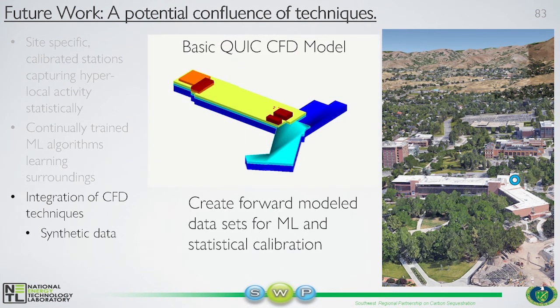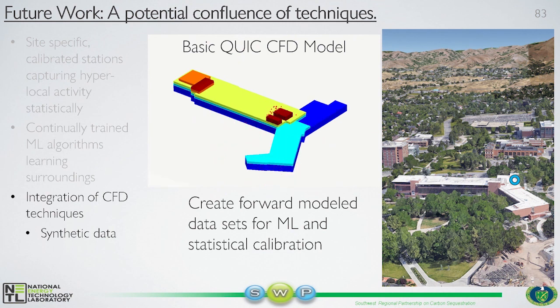Furthermore, we can extend this work into the CFD realm. Here's a very rough model of the Union roof using QUIC, which was actually helped developed by University of Utah researchers. Using basic inputs, this model shows the general dispersion of CO2 from the source. These forward models could be coupled with machine learning algorithms and statistics to create synthetic datasets. We could therefore imagine a system where an ML algorithm is trained not on empirical data, but modeled data, such that the calibration and training occurs before the sensors are even deployed.